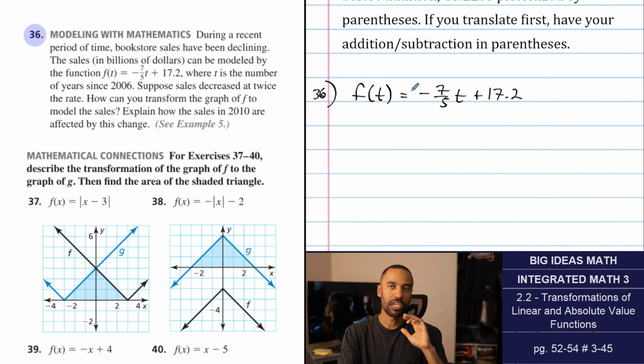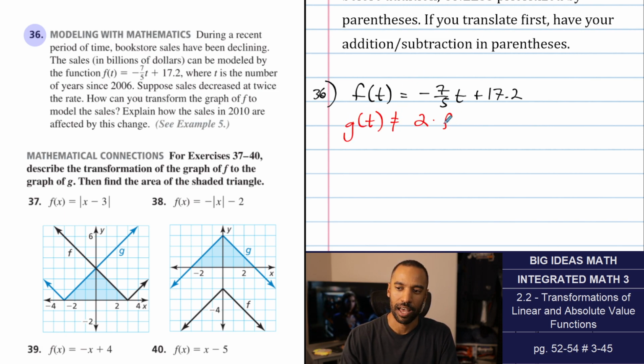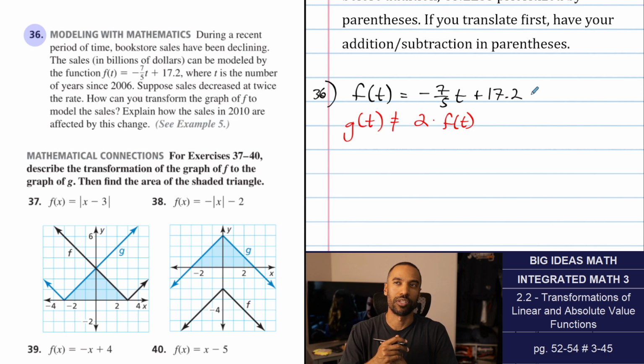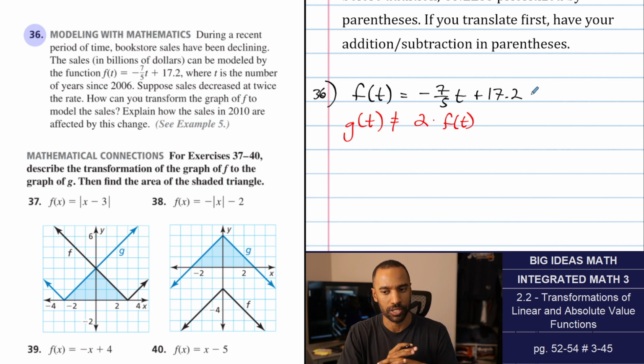You could say something decreases twice the rate, but you don't want to do twice that of f of t because you don't want to affect the 17.2. Now, what I wrote before was fine, but that was a makeshift version. I had to really override the concept of what we were doing. Instead, what you want to do is this.